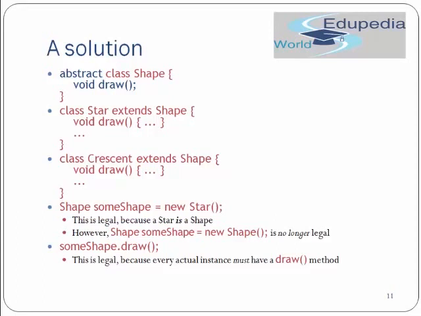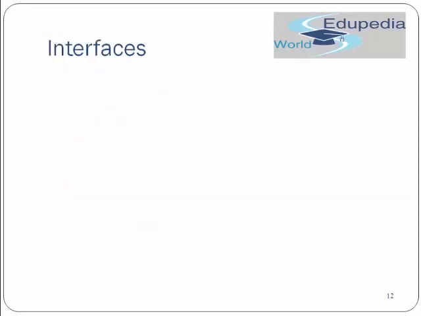Why? Because Star is a Shape. However, Shape someShape = new Shape is no longer legal. Why so? Because now Shape is an abstract class, so you cannot do that. You can only do Shape someShape equals either new Star or new Crescent. However, someShape.draw is legal because every actual instance must have a draw method. So we are good. Okay.